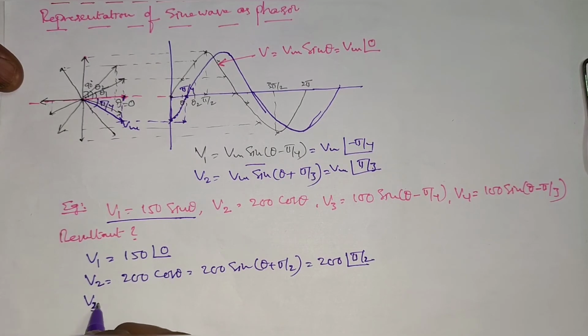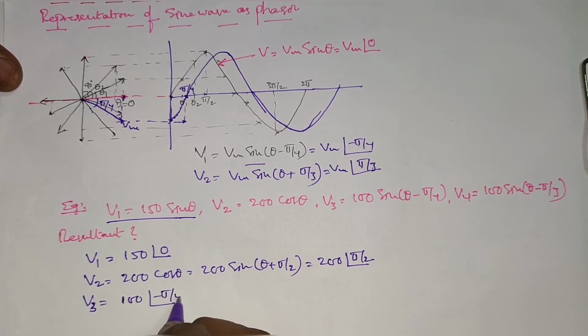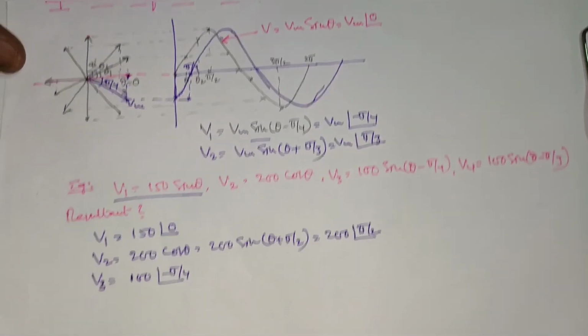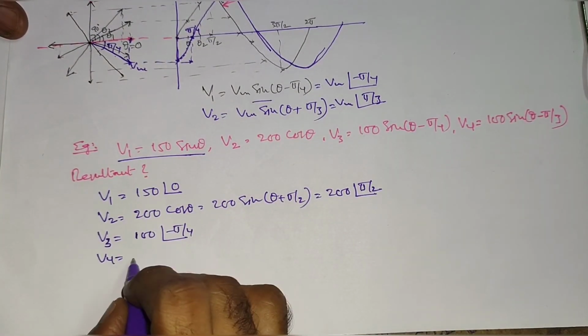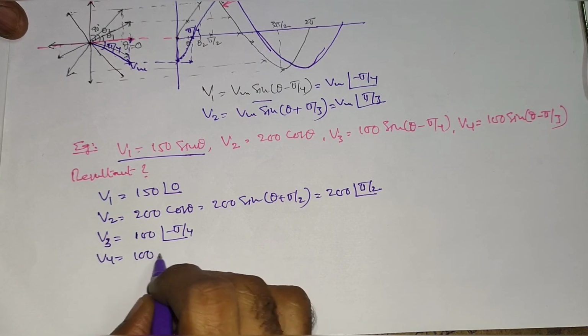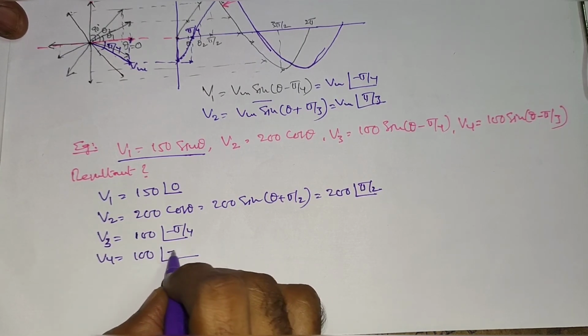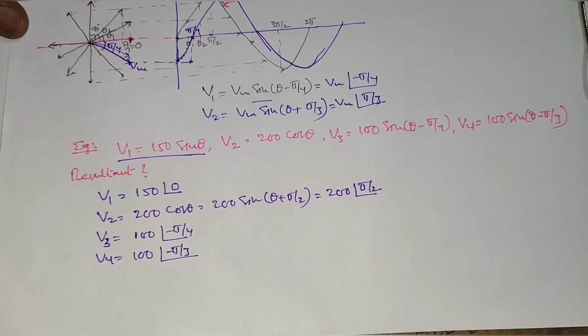Similarly, V3 is equal to 100 sine of theta minus pi by 4. This can be represented as 100 at an angle of minus pi by 4, as we have seen just now. And similarly, V4 is equal to 100 sine of theta minus pi by 3, and that is equal to 100 at an angle of minus pi by 3.